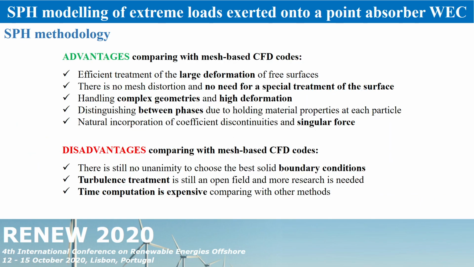So there are several advantages of SPH compared with mesh-based codes, like the efficient treatment of large deformations. There is no mesh distortion because there is no mesh, so no need for a special treatment of the phase surface. We can handle complex geometries, we can deal with multi-phase flows easily, and we can add external forces or different discontinuities. And the drawbacks are that boundary conditions and turbulence are still an open field, so more research is needed there, and the computation time is very expensive.